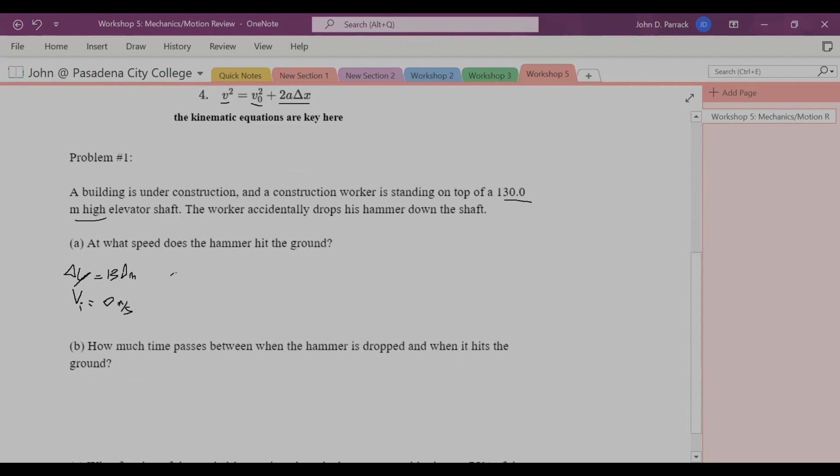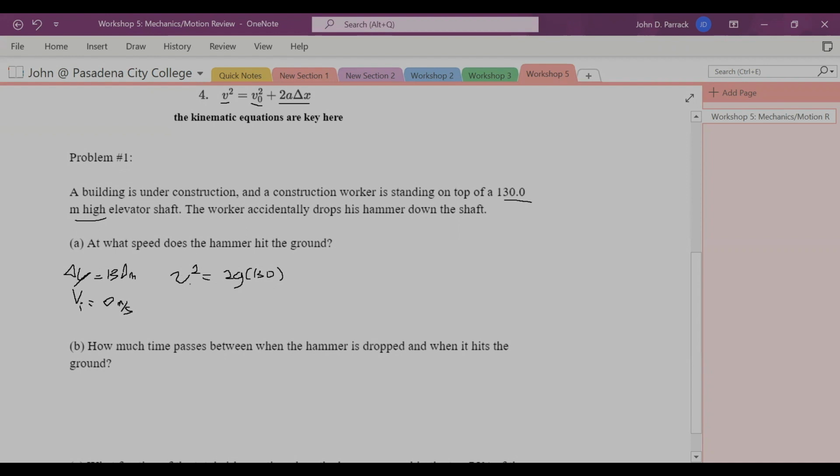So let's try this. Let's say V squared is going to be equal to 0. 0 squared is going to be 0, so I'm just going to leave it off. And then I'm going to say 2G times delta X, which is times 130. So really, this was just 260 times G, right?